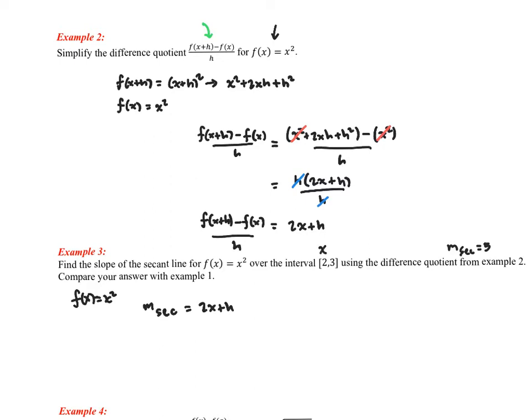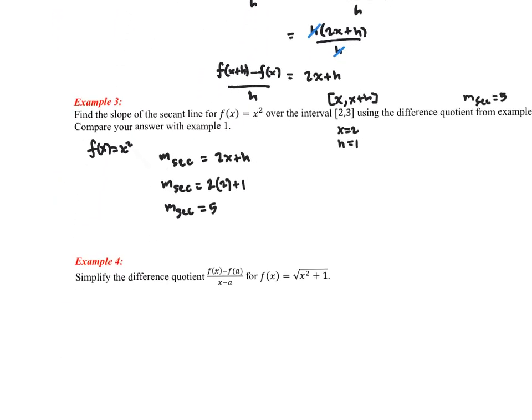So this is x and x plus h. So x is 2 and x plus h is 3. Therefore, if x equals 2 and h equals 1, then the slope of the secant line would be 2 times x, which is 2, plus 1, which would be 5. And look at that, we get the exact same slope. So the two forms for the difference quotient give us the exact same answer.